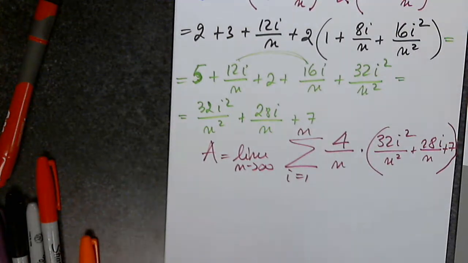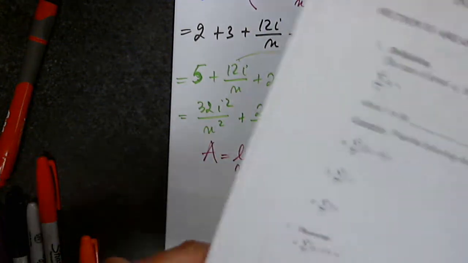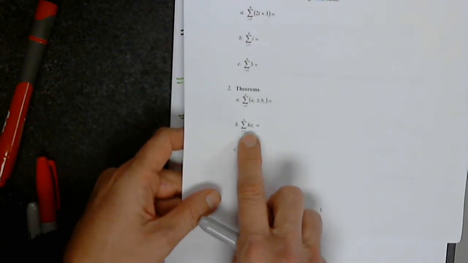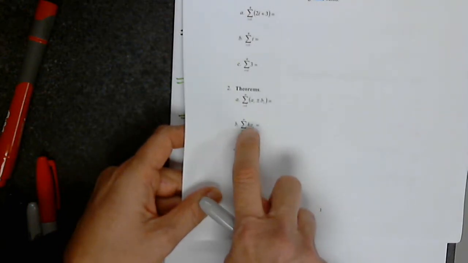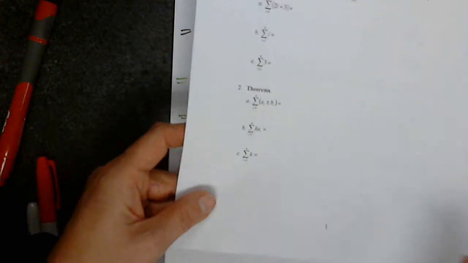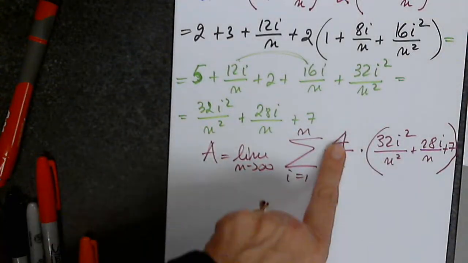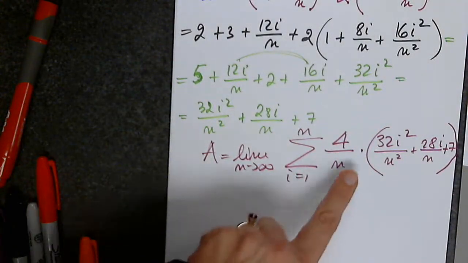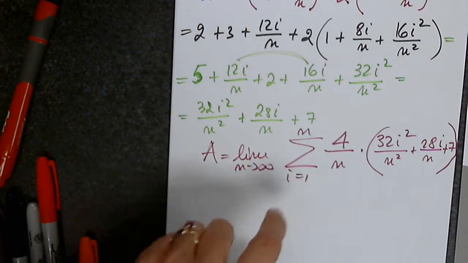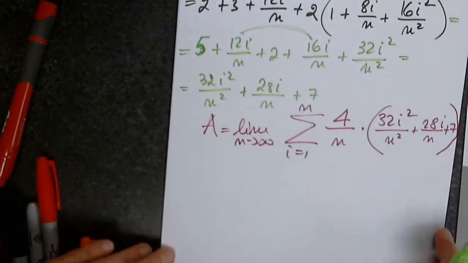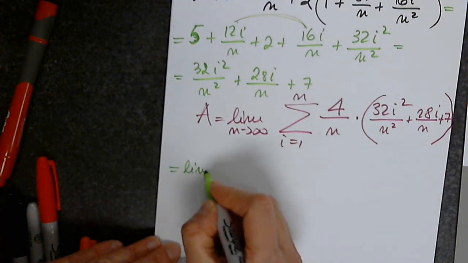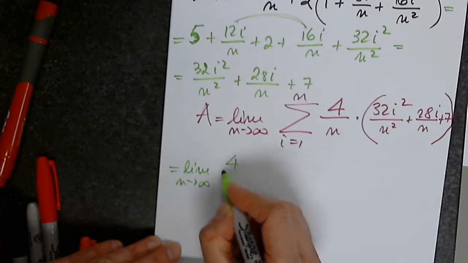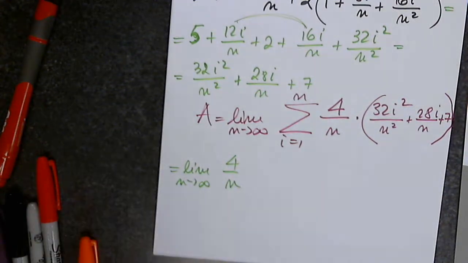One property that we looked at last time was this. A constant that is a factor can go outside of the summation notation. This is a constant, does not depend on I. It will go between the limit and the summation notation. So this equals limit as n approaches infinity 4 over n.